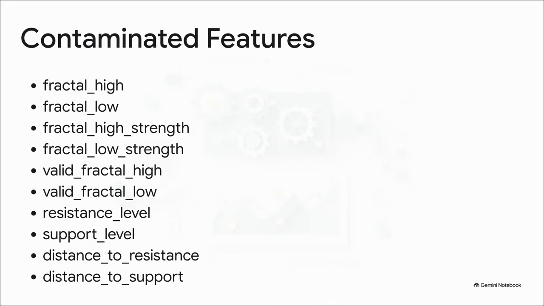future. Now, you might be wondering, okay, it's one parameter, how bad could it be? Well, it cascades. Because of that single center equals true parameter, 10 different features in the pipeline become totally contaminated. Both the high and low fractals, the strength measurements, the validity flags, and worst of all, the dynamic resistance and support levels. All of these features are infected with future data.